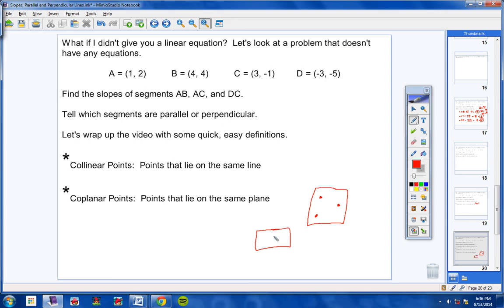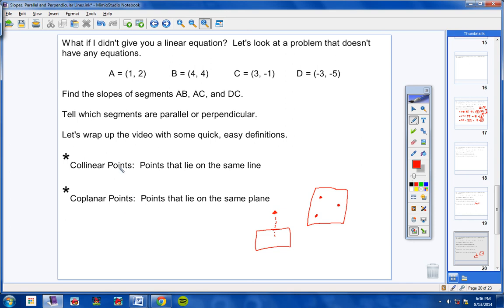However, if I take a sheet of paper and I hold it right here, and then I take a marble, put some dots here, and I hold the marble up in the air, this marble is not lying in this plane right here. It's up in the air. So whenever I say that points are lying on the same plane, they are called coplanar points. You need to know that.